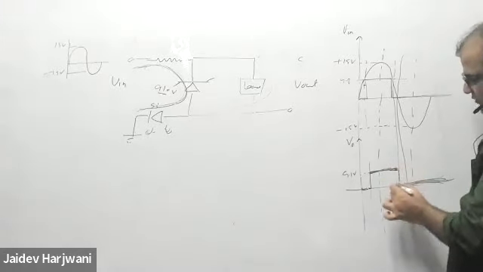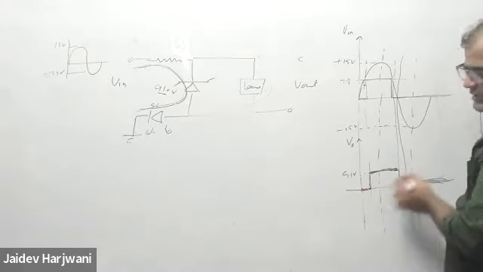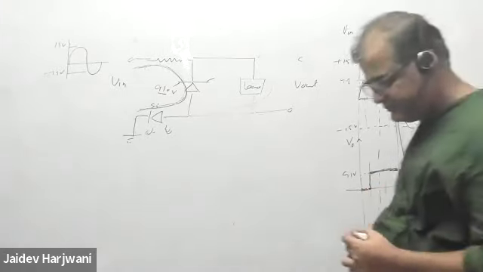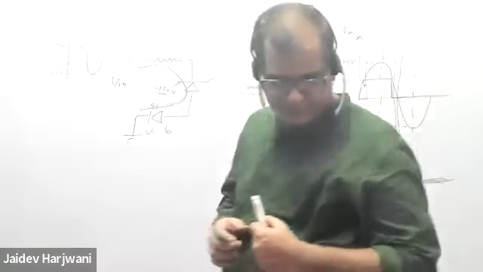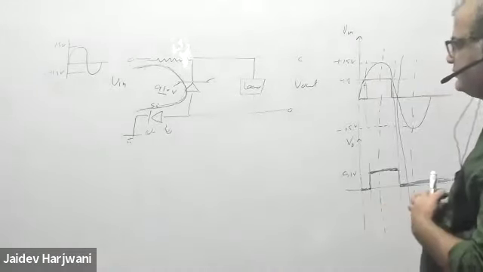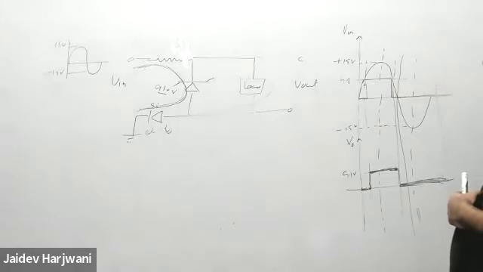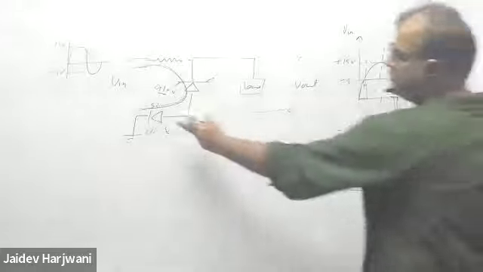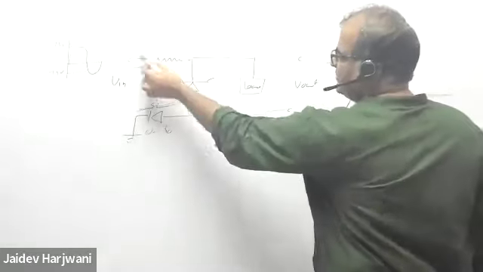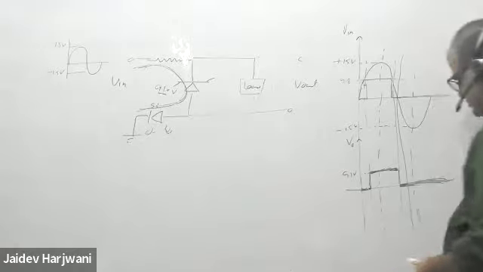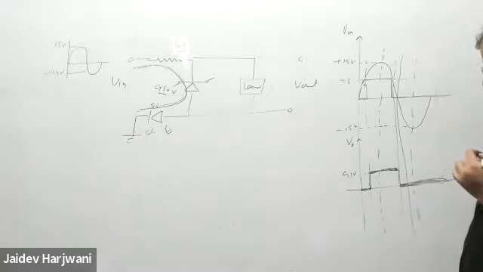Now if there is any doubt or confusion, you can ask me, I can repeat again. Sir, in the negative cycle, is it that there is no current through the load, that's why we are getting 0? Yes, no current because this is open. The battery path cannot be completed, so you'll get 0.